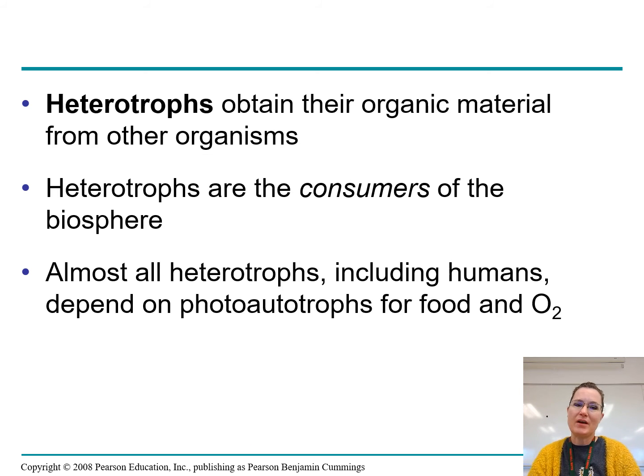And then heterotrophs is what we are. So we eat something different. Auto means self and hetero means different. So I make my food myself if I'm a plant, and I have to eat something different if I am a heterotroph. In 9th grade or middle school, we called these consumers. And so we are consumers.